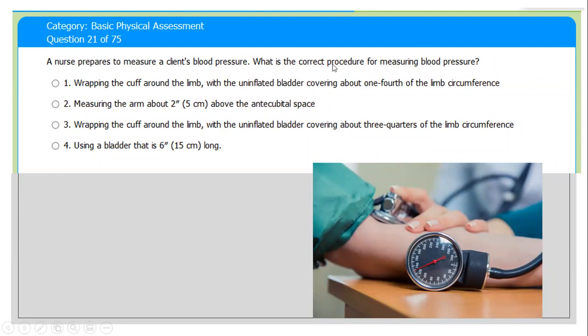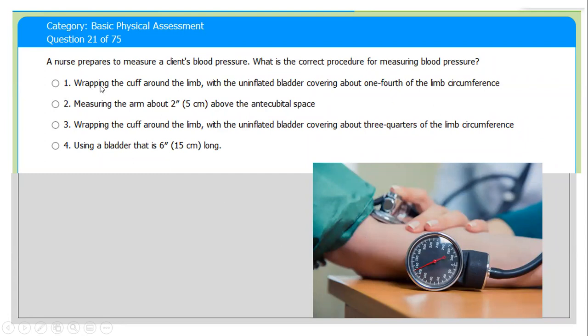What is the correct procedure for measuring blood pressure? So you see in this picture, it is a sphygmomanometer, stethoscope, diaphragm, and put it over the brachial artery. And the patient's arm should be at heart level and rest on a support.